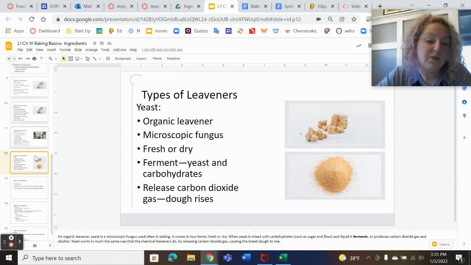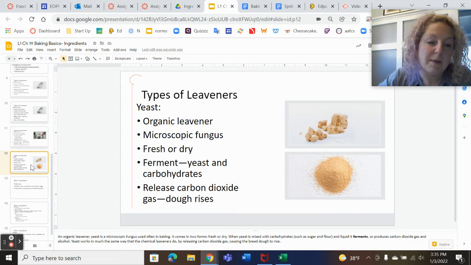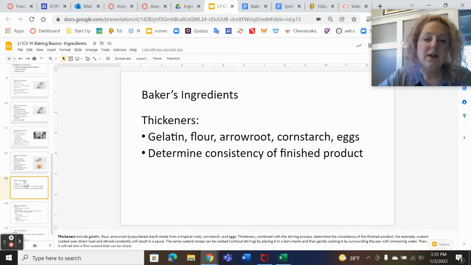So about any time that you are using yeast as a leavener, then you definitely also want to work your dough. So you're going to knead it. Fold it, punch it, fold it, punch it, fold it, punch it. You can do that mechanically or with your hands.